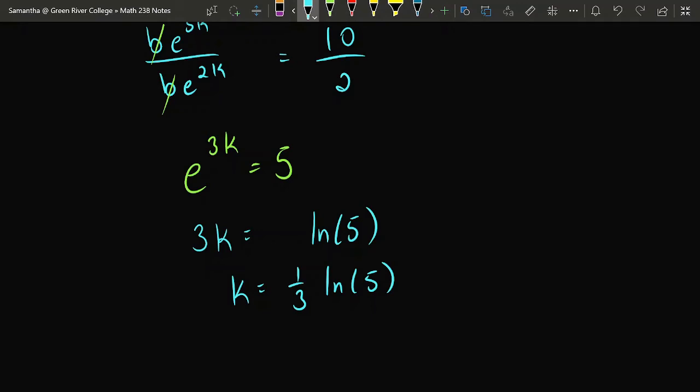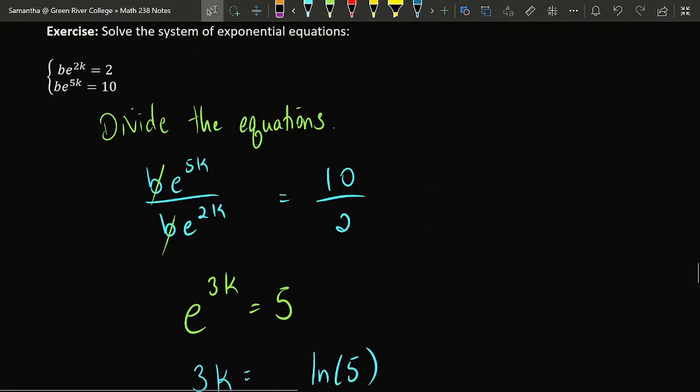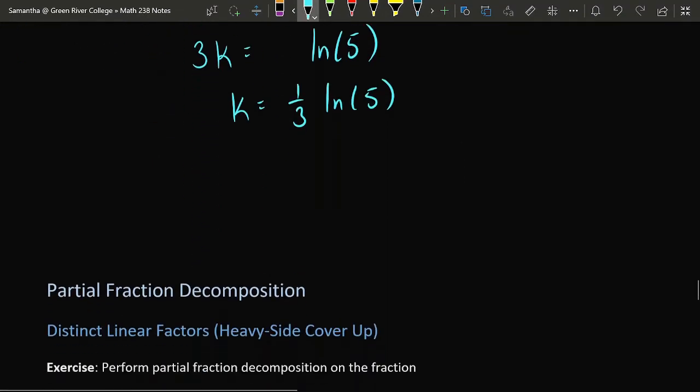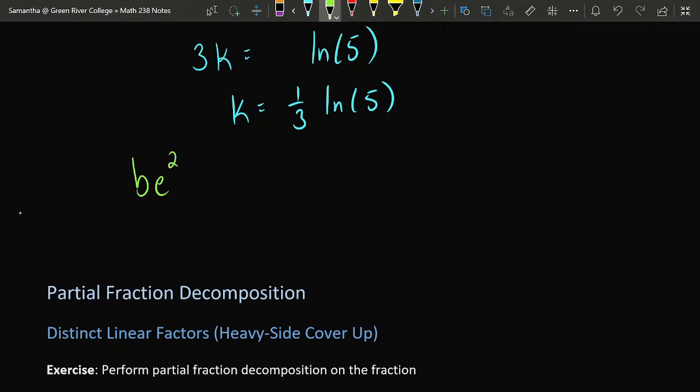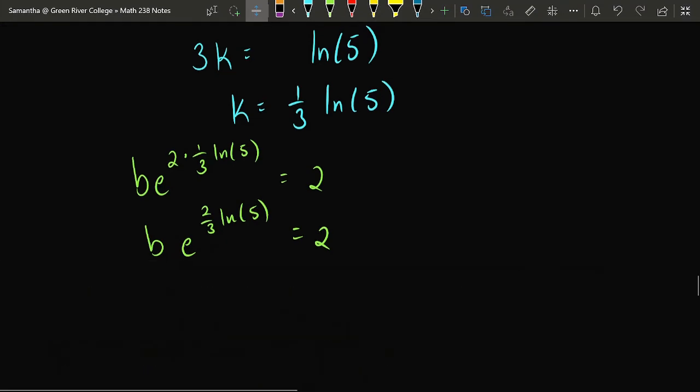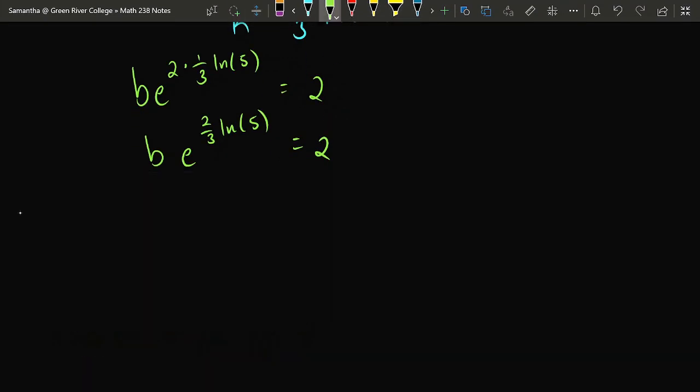Now the only thing left for me to do is to try and figure out the value of b. To that end, I can use either one of the two equations in the system. I might choose the first equation basically at random. So if I plug in the known value of k, I can reduce this to be e to the 2/3 natural log of 5. Now I can simplify this exponential, but before I do, I need to make sure that the natural log of 5 is the only exponent on the exponential. So I'm going to move that 2/3 to the side.